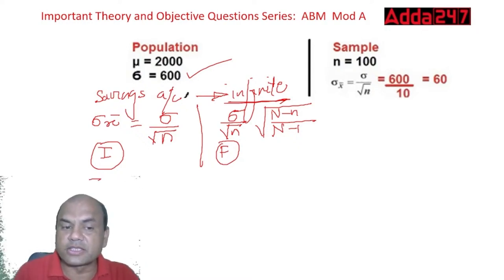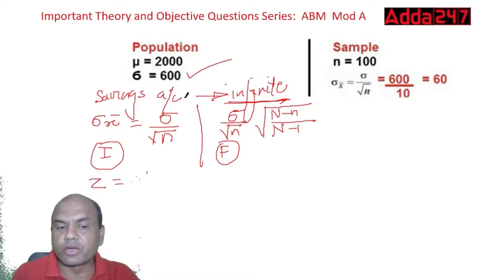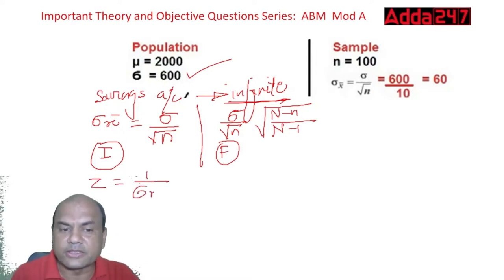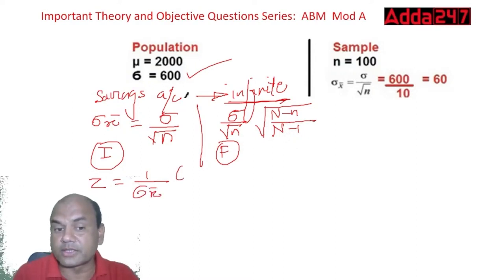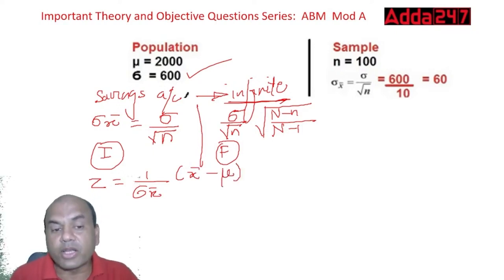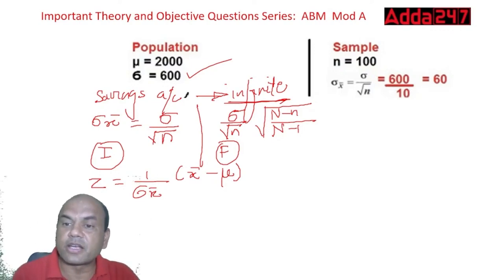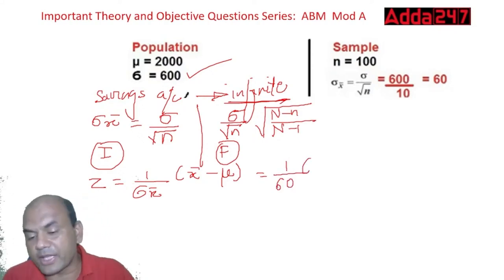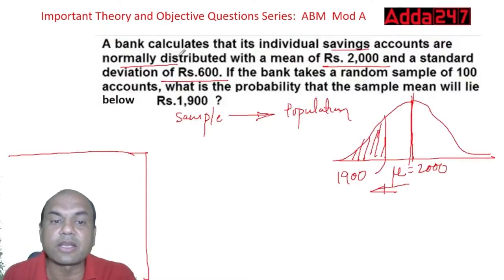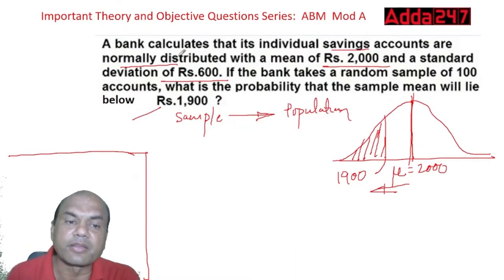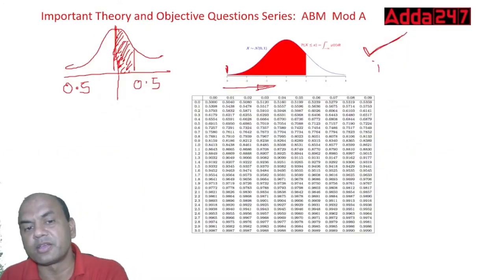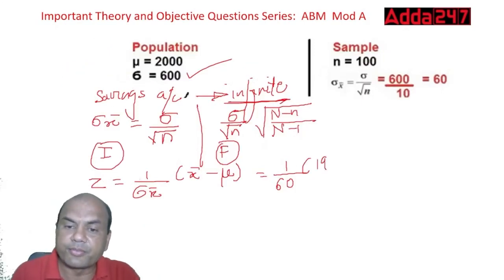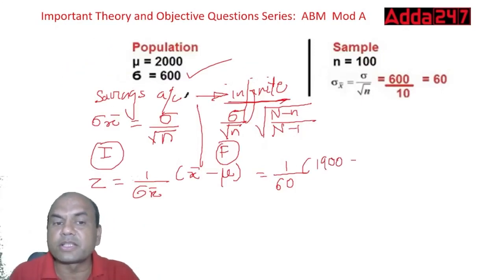Now the next formula which we use is Z. How to find out the Z? This Z formula is like this: Z equals 1 upon sigma x bar, this sigma x bar means standard error, into x bar minus mu. Sigma x bar is what you have just got, so 1 upon 60, into x bar. What is x bar? X bar is what is asked here, 1900. So it will be 1900 minus mu. Mu is given, just now we saw it, 2000. So minus 2000.